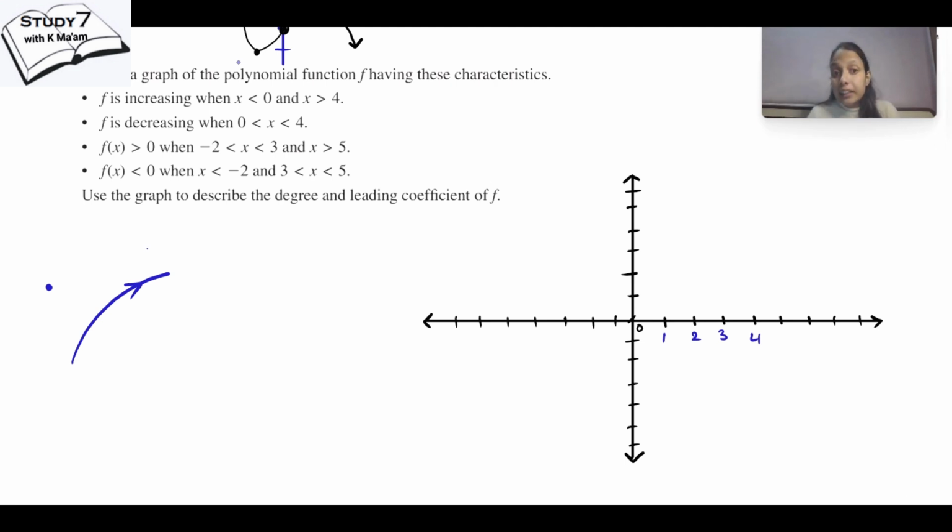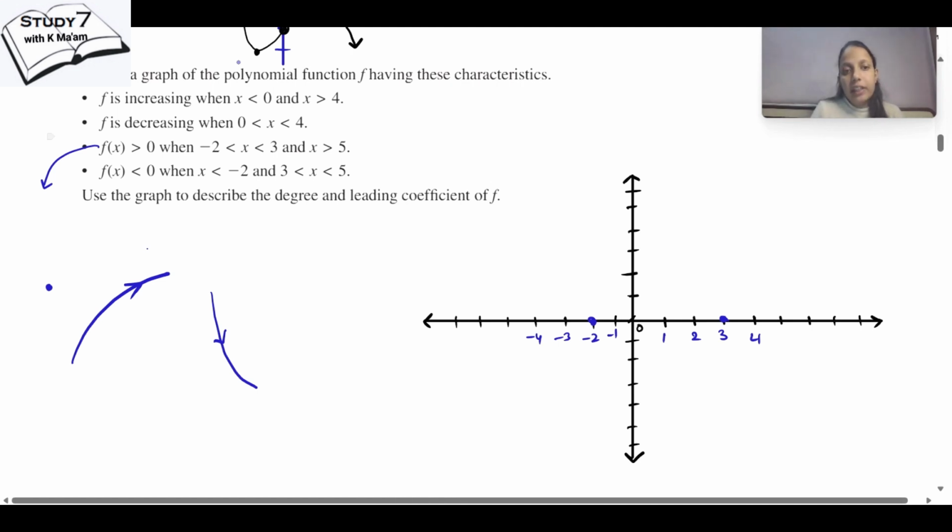Then it says decreasing in between 0 and 4. Decreasing is this curve, going down, like this. F of x is greater than 0. Greater than 0 means above the x-axis. It's from minus 2 to 3. So you can check like this: from minus 2 to 3, in between, the value of the function must be above the x-axis. It must be here somewhere.